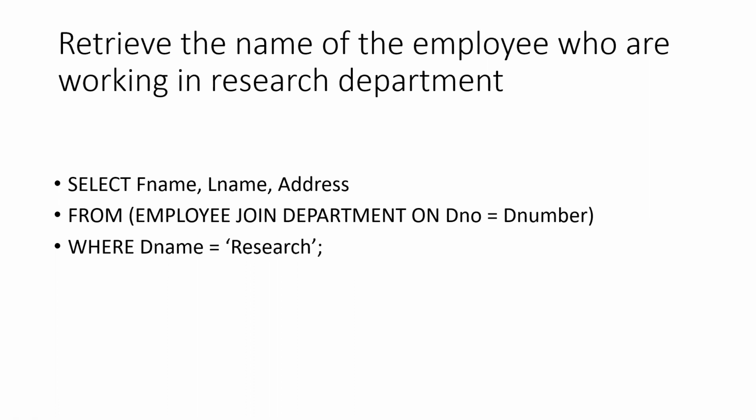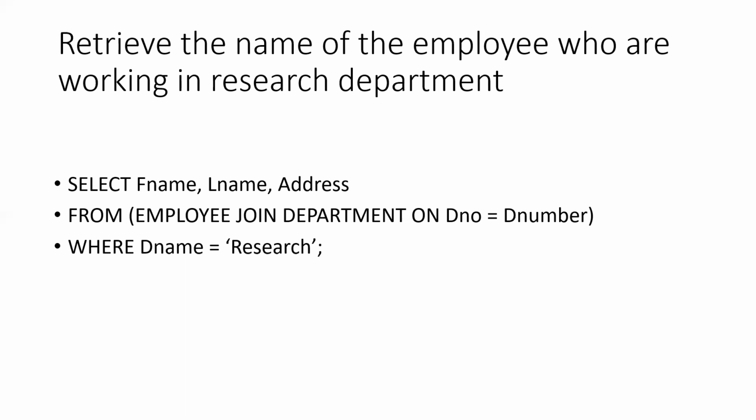The same query we have done using a non-procedural query. That means we have to select the first name, last name, and address of the employee. Select first name, last name, address from employee, department, where department name equal to research. This is the simple query. But how is this procedure happening inside the SQL server? That we can show by using the join operation.